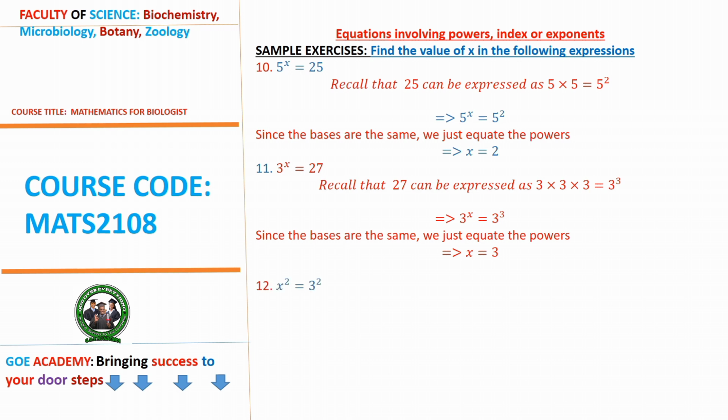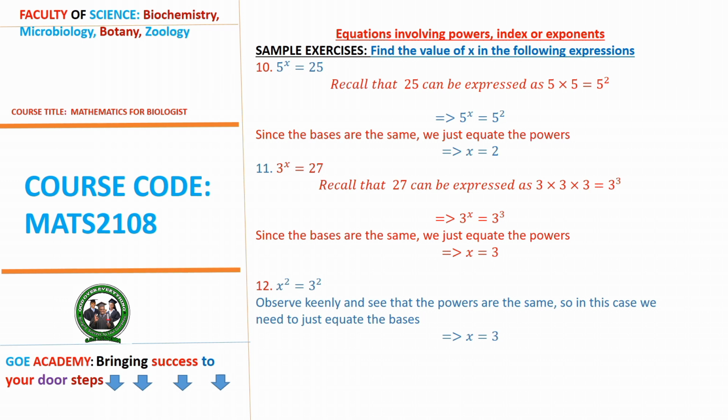Okay, exercise 12. If we have x squared equals 3 raised to the power 2, this is a trickish example. Observe keenly and see that the powers are the same, 2, 2. So all we need to do here is to equate the bases. So equating the bases, we have x equals 3.